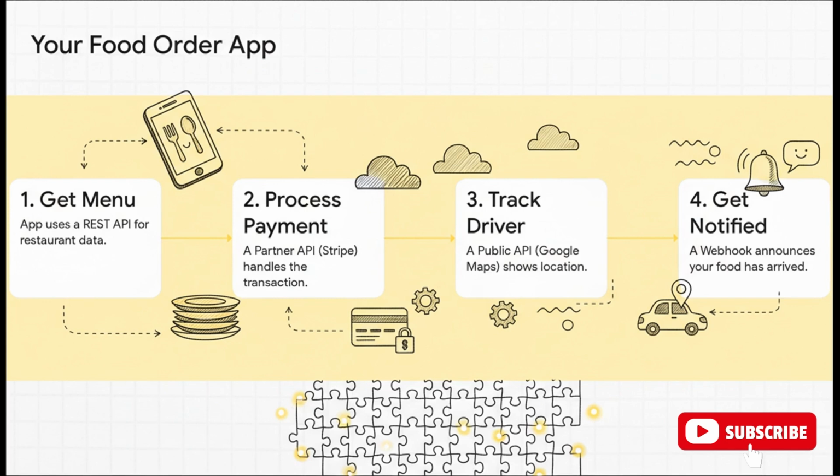When you go to pay, it doesn't handle your credit card itself. No way. It uses a secure partner API to talk to a payment service like Stripe. Then, to show you the driver on a map, it's calling out to a public API from Google Maps. And that little notification that pops up saying your food has arrived, that's a webhook doing its job. You see, it's not one single program. It's a whole team of different services, all talking to each other through APIs.